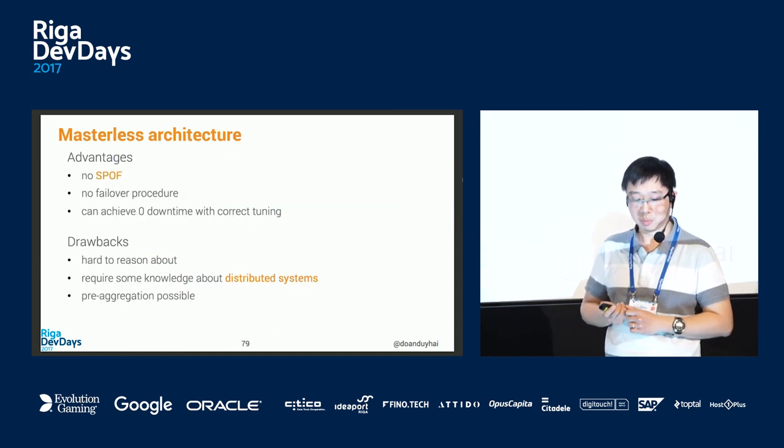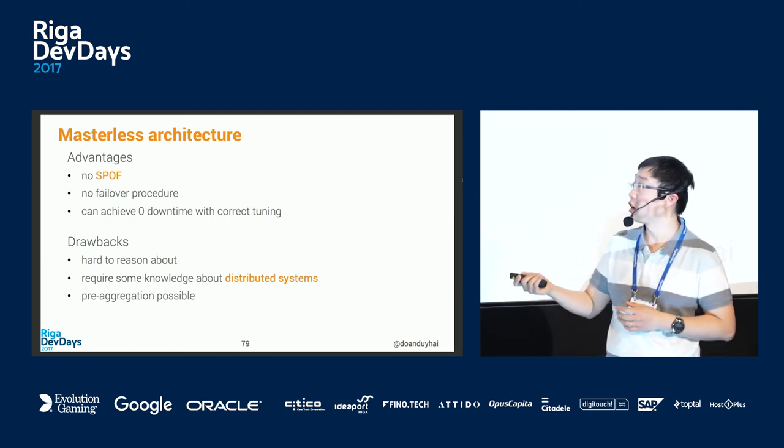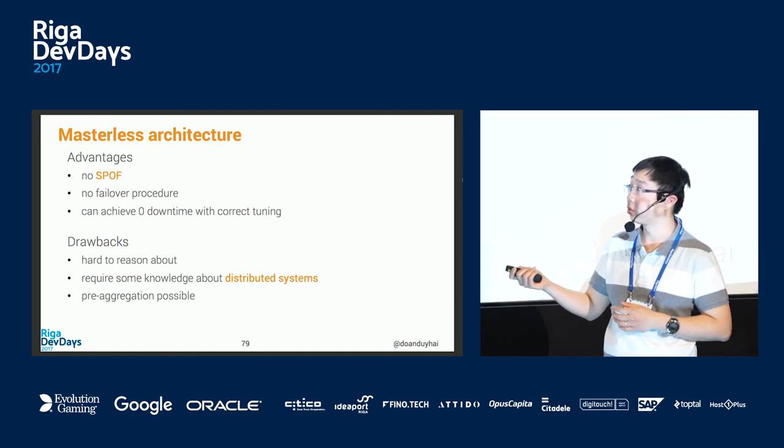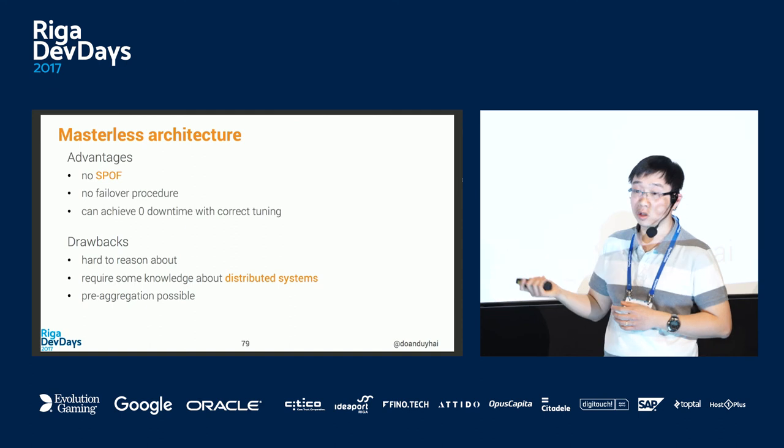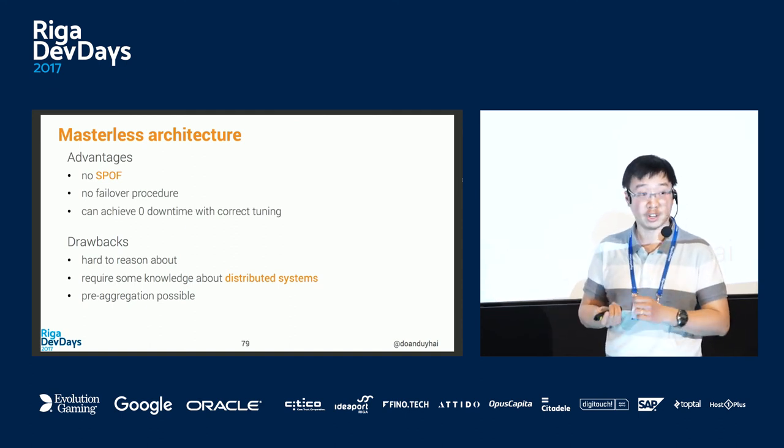So to sum up, the masterless architecture advantage is no single point of failure, but it's very hard to reason about. It requires you to understand some of the distributed system theory and trade-offs.